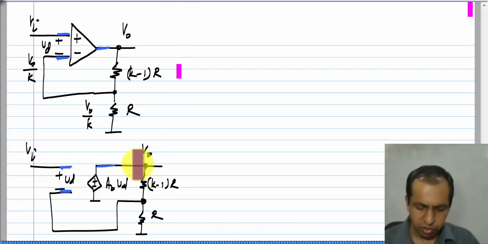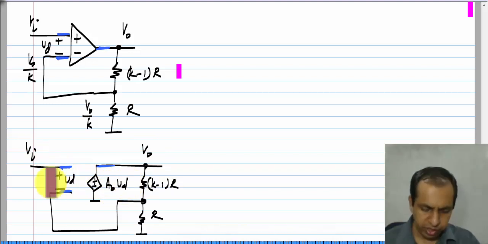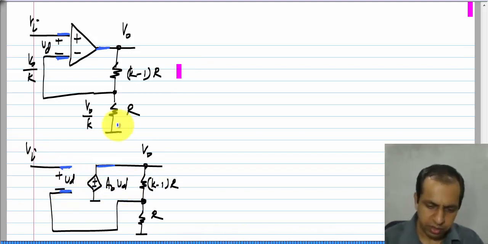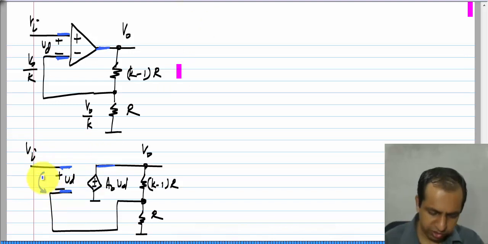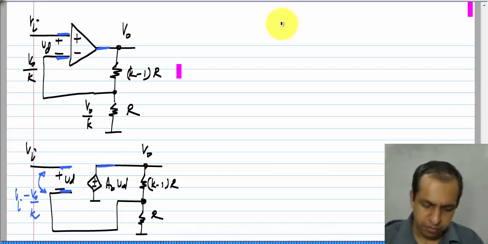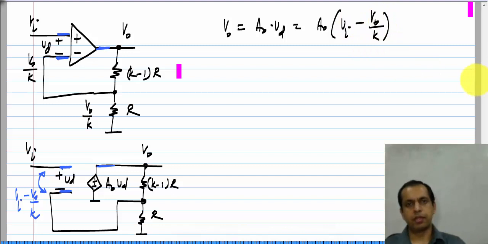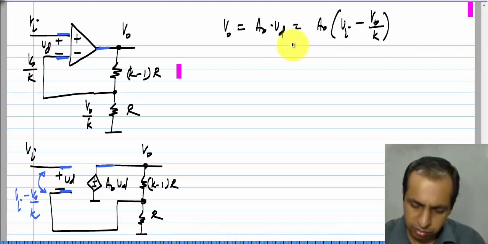The output voltage here V naught is A naught V D and V D is the unknown, but V D we know is V I minus V naught by k. Okay. So, this difference here is V I minus V naught by k. Okay. So, the output voltage V naught is A naught times V D, which is A naught times V I minus V naught by k. Okay.